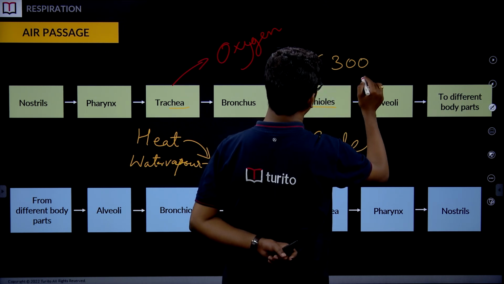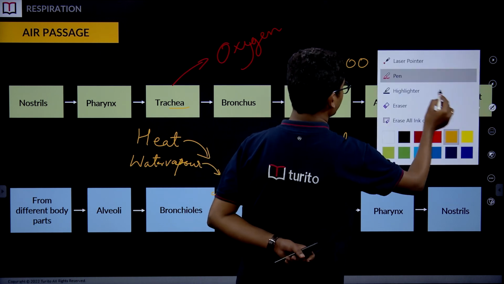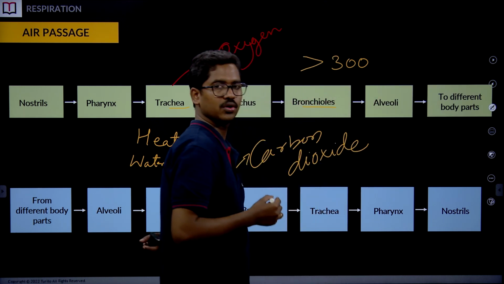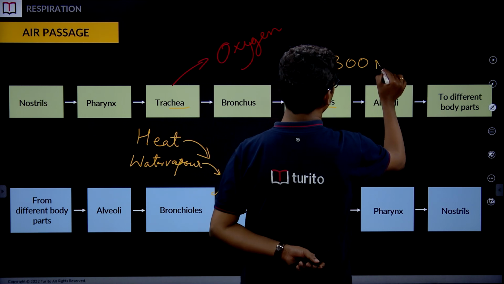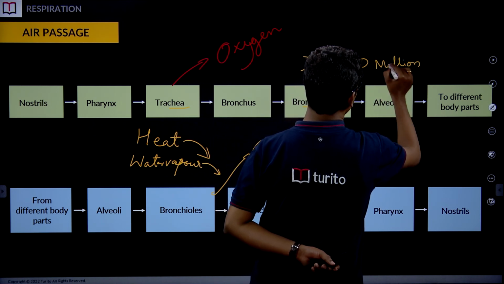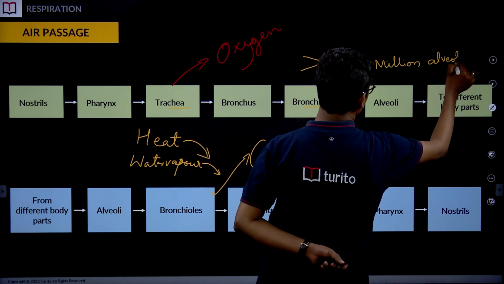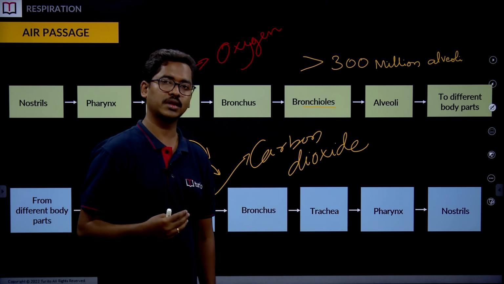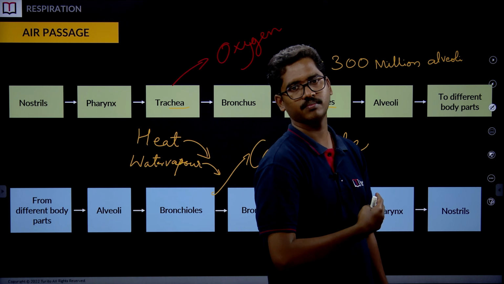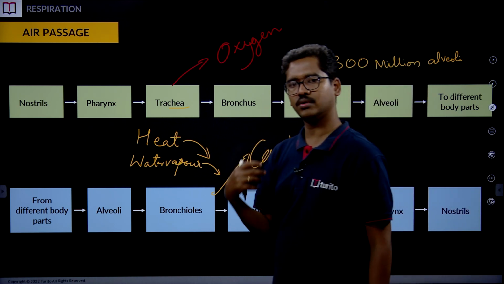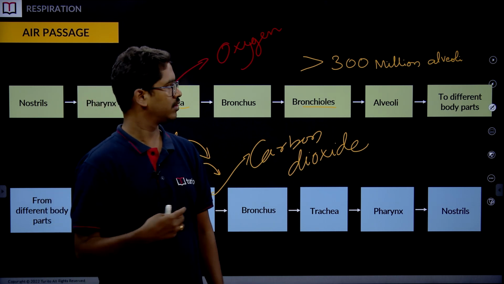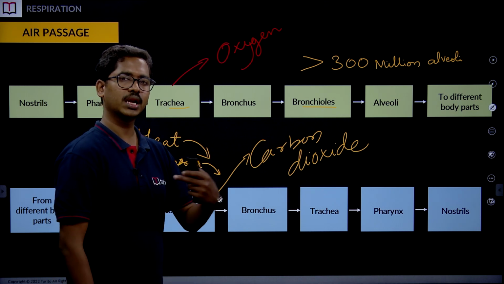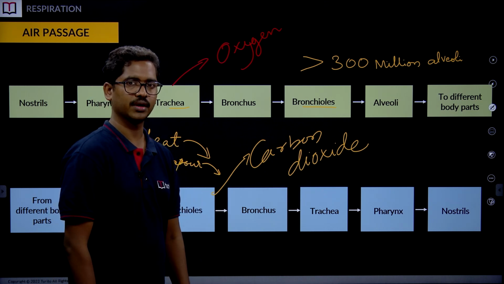Now, let me tell you one thing about each lung. Okay, I am wrong here, I have to change the sign. Each lung has more than 300 million alveoli, which means more than 600 million alveoli are present in both lungs. Got it? Please note it down, children. Hope you are understanding what I am saying. So it accounts for 300 million alveoli in each lung.